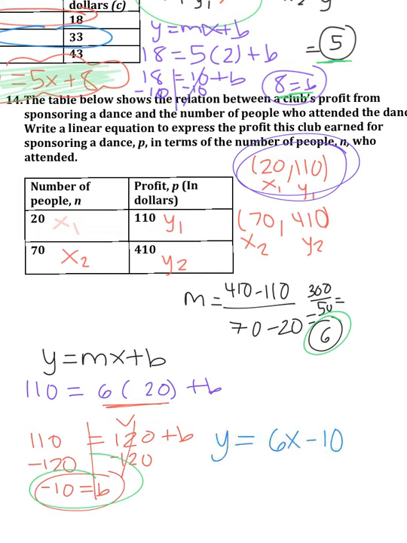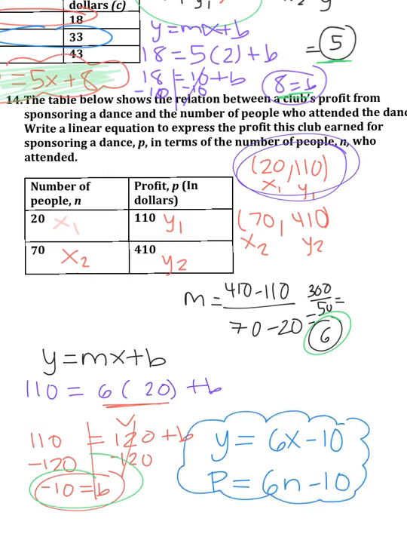You also can write them profit instead of y, equals n instead of x. I wouldn't worry too much about that because really the important thing is that you're getting the numbers in the right places. As long as you have 6x or 6n minus 10, you should be good.